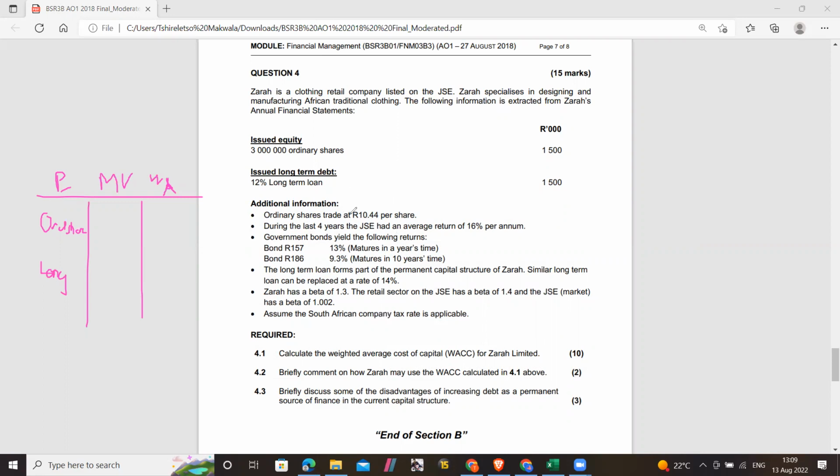10,44, right? Multiplied by 3 million ordinary shares, right? How many ordinary shares are there? 3 million ordinary shares, right? So multiplied by 3 million, and then that gives us 31 million, right? 31 million 320,000, right? So I'm just gonna write the zeros here.